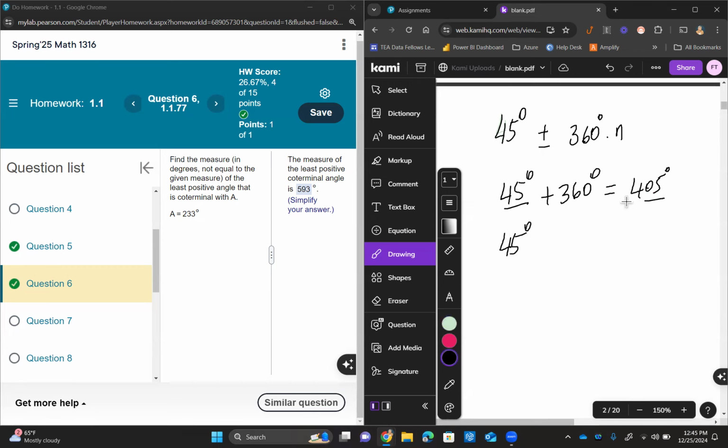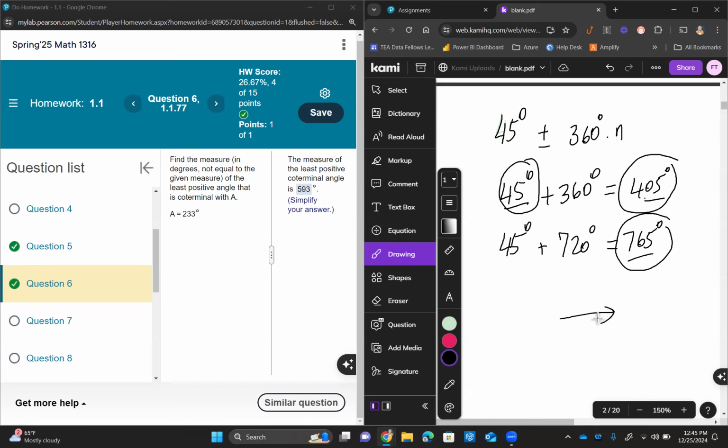Instead of 1 times 360, you can actually add 2 times 360, which is 720 degrees, and then you find another angle, which is 765. So all these angles, 765 degrees, 405 degrees, and 45 degrees, are going to start at the same line and end at the same line. This is what they're eventually going to look like.